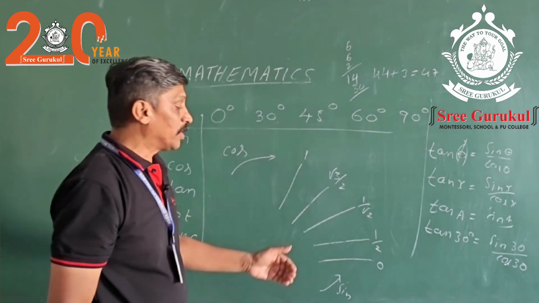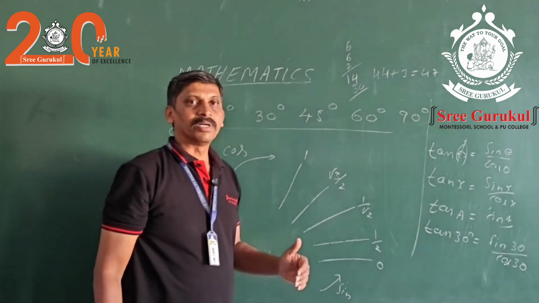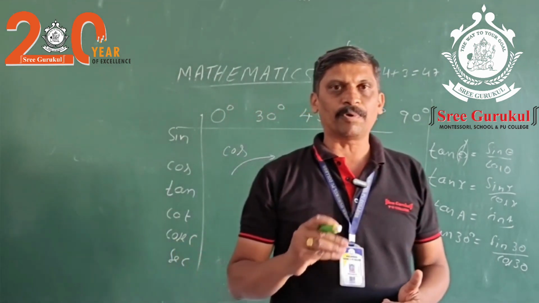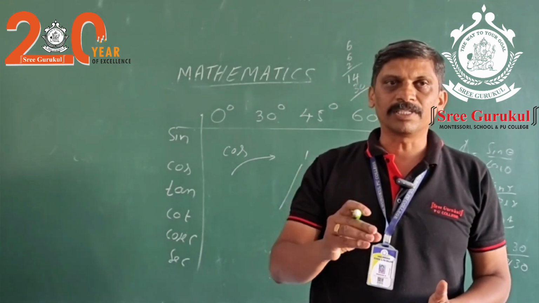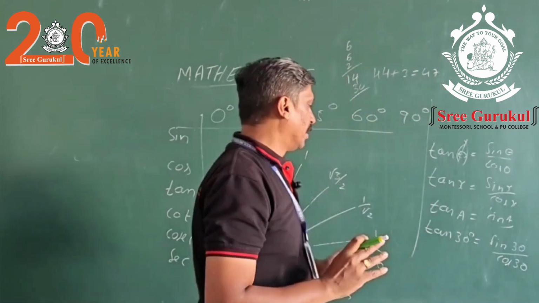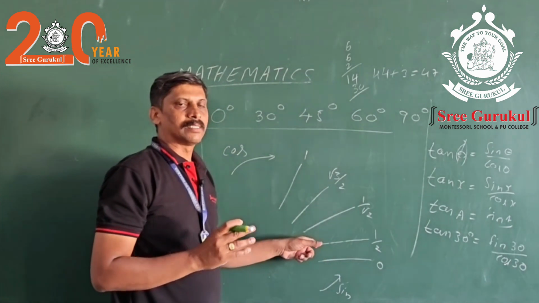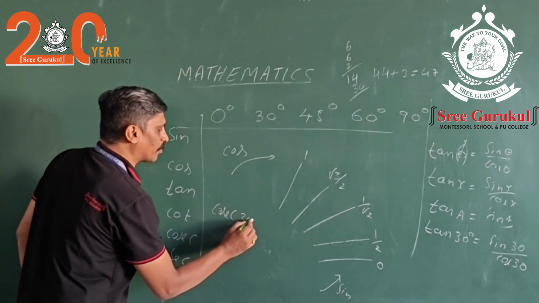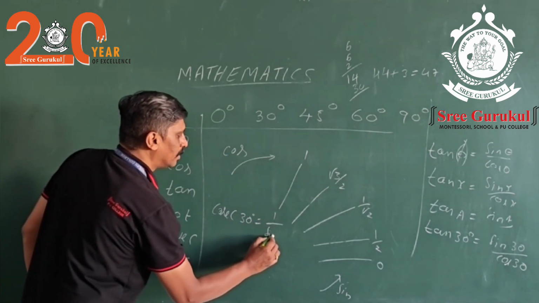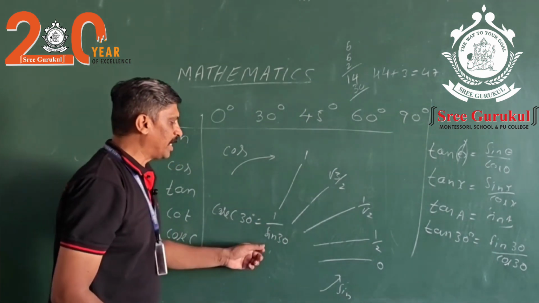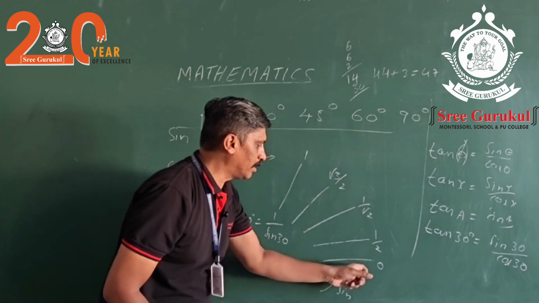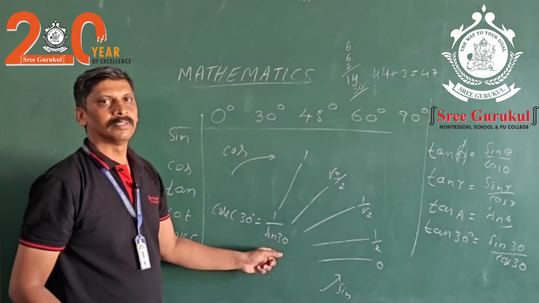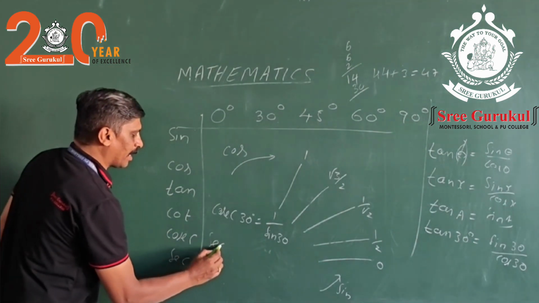Suppose I ask about the cosecant. What is the cosecant 30 degree? Cosecant is the reciprocal of the sine. Then cosecant 30 is equal to 1 by sin 30. So 1 by sin 30, what is the reciprocal? Sin 30 is 1 by 2, then that is 2. Suppose secant 90 degree.